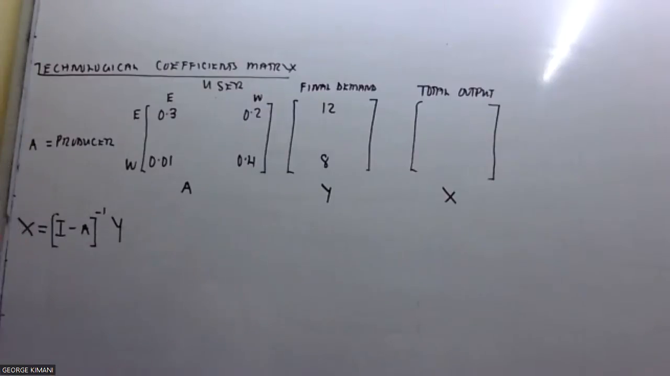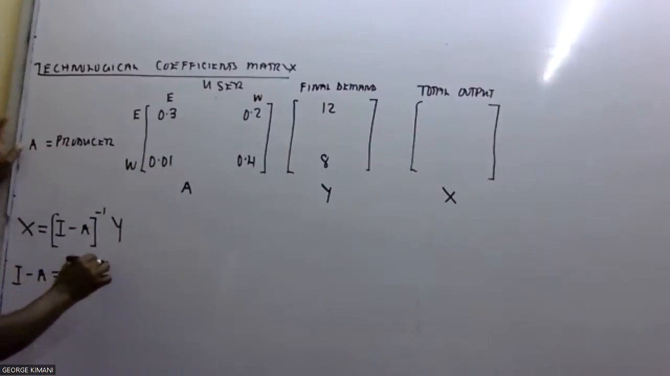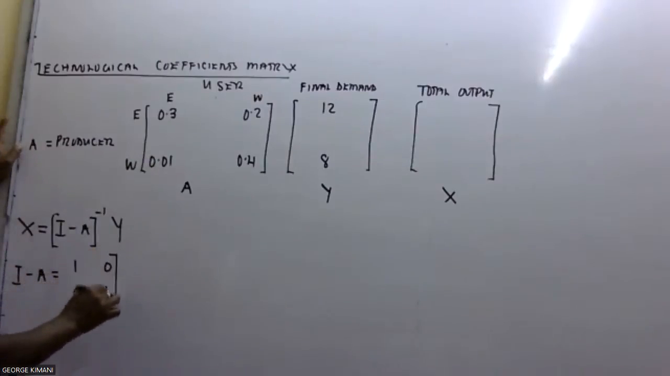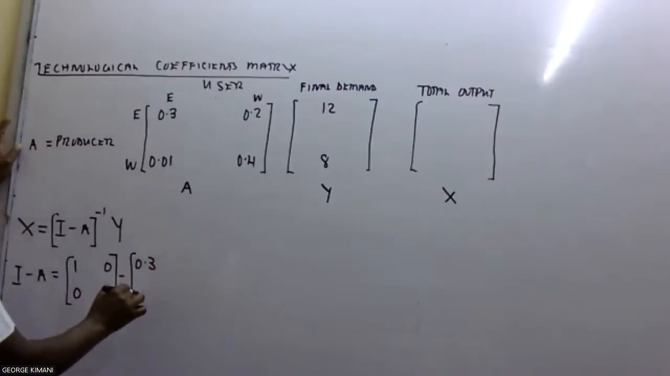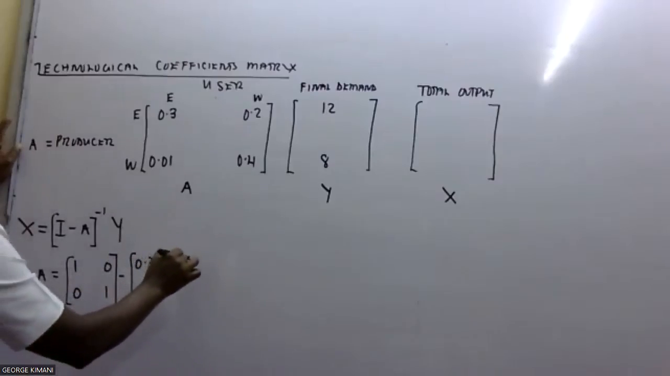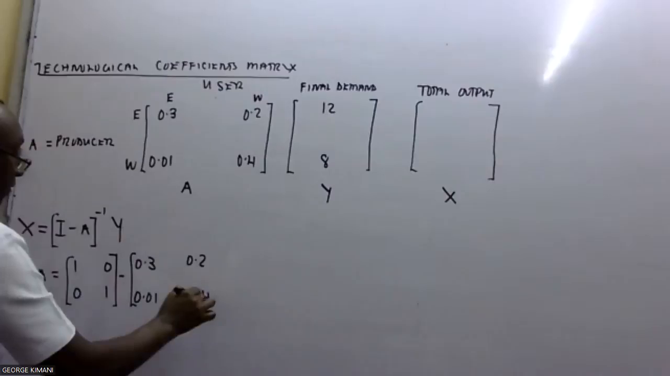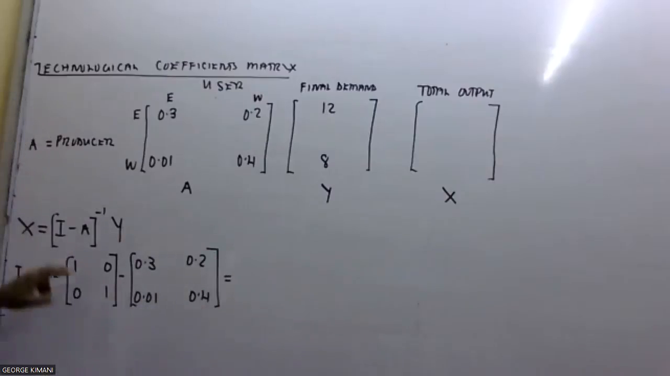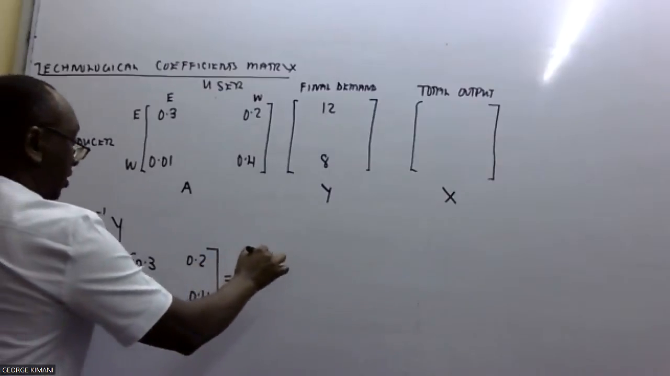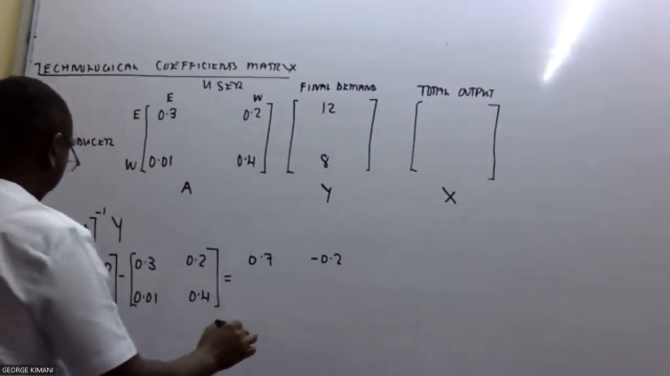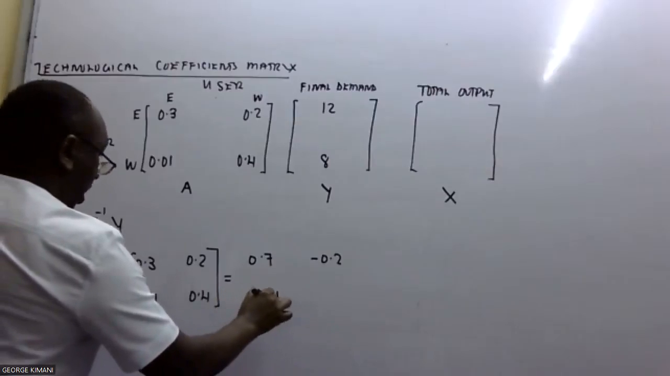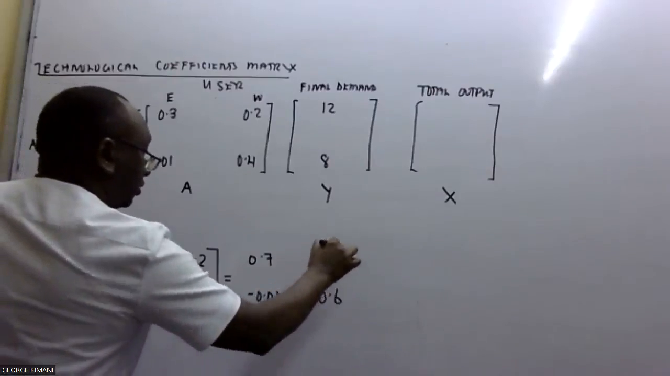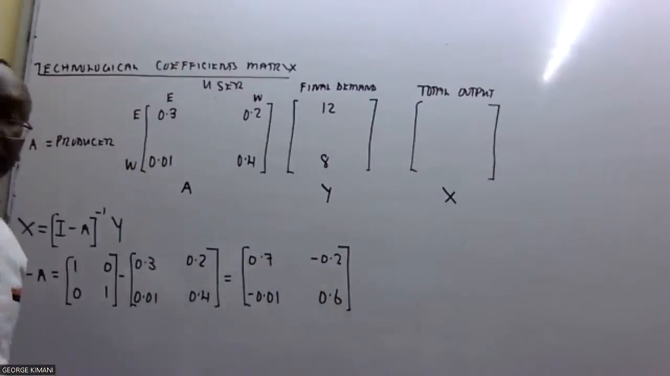Multiplied by Y. Okay. So I minus A will be the identity matrix 1, 0, 0, 1 minus 0.3, 0.01, 0.2, 0.4, which equals 0.7, then negative 0.2, then minus 0.01, then 0.6. Okay.